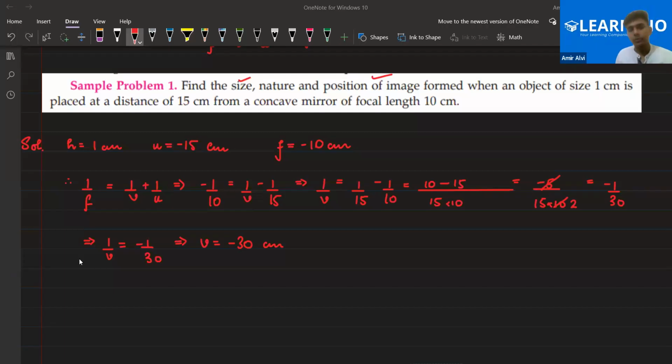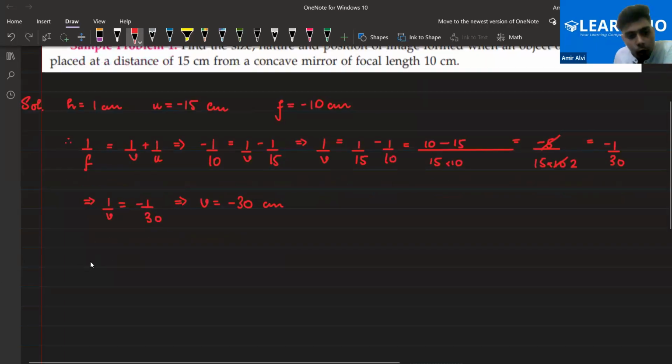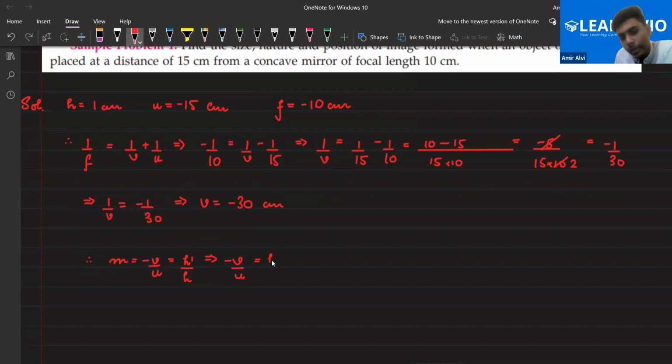Okay. So 1 by 30. To calculate the height of the image, the height of the object is already given. So my magnification is minus v by u. It is also equal to h dash by h. These two ratios are equal, so can I equate them? Minus v by u will be equal to h dash by h. Yes or no, everyone? Can I do this or not? Yes. So this is equal to h dash.